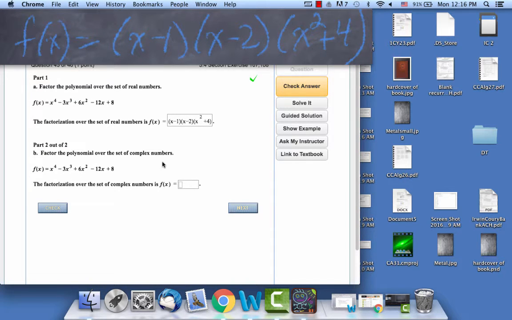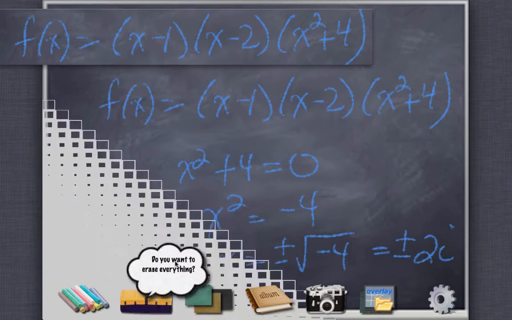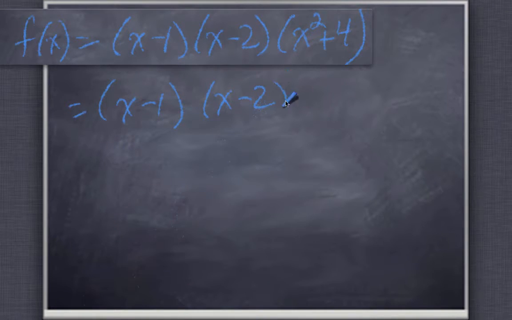Now we want to factor it over the complex numbers. So we had just done that. We get plus or minus 2i, so that means that the factorization of this is x minus 1, x minus 2, x plus 2i, x minus 2i. So that's x minus negative 2i there, and x minus 2i.